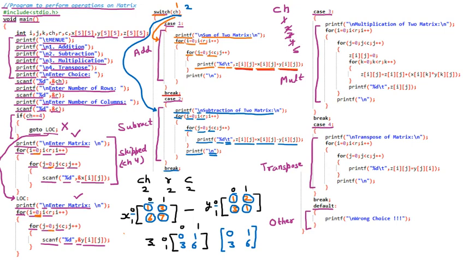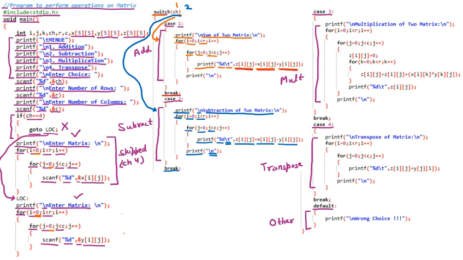But let us suppose I am again executing this program and I am taking option number 3. So the choice is 3 this time. We know that choice 3 represents multiplication. Now multiplication of matrices is slightly tough. It is not as easy as the other matrix operations. So choice 3 we have taken.